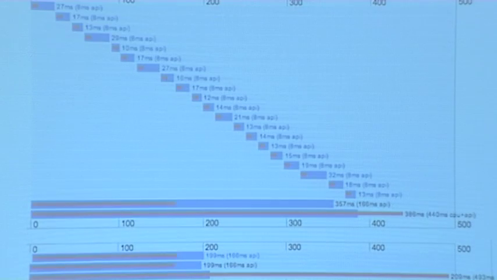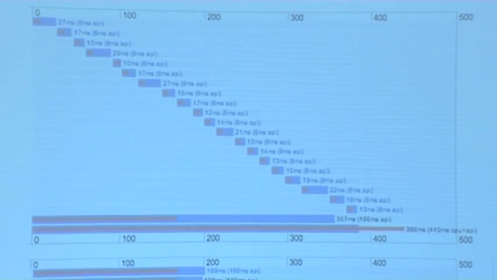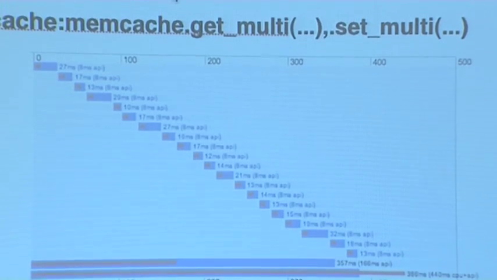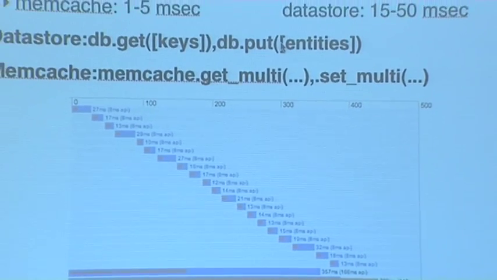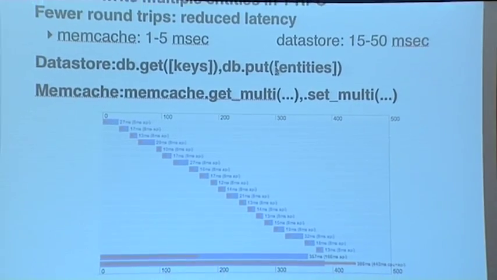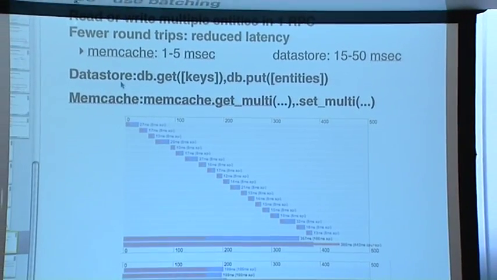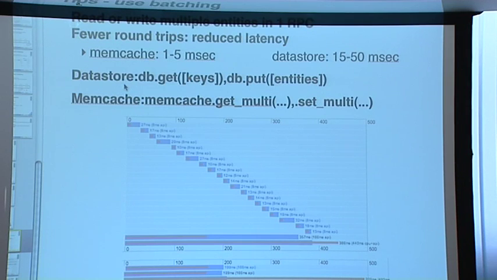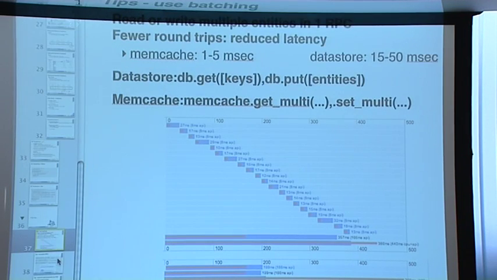So use batching. When you call it, you can do db.get and pass in a list of keys, or you can write a bunch of entities at once. So instead of writing one by one, you can write hundreds. And also you can do the same pattern with memcache. So batch. Use batching. That will save you time.